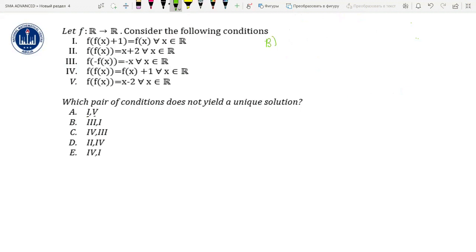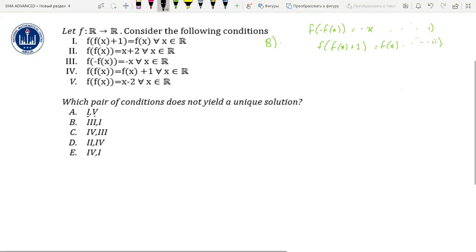We now go to option B. So what's option B? It says f of minus f of x equals minus x, and the I property says that f of x plus 1 equals f of x. So now, similar to what we did above, we can say let this be our equation 1, let this be our equation 2. But we just have to find a way to manipulate this and get something out. So what I thought of was to multiply both sides of equation 2 by minus 1. So we'll get negative f of x plus 1 equals negative f of x.